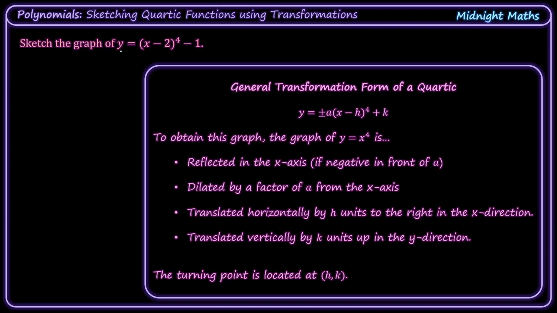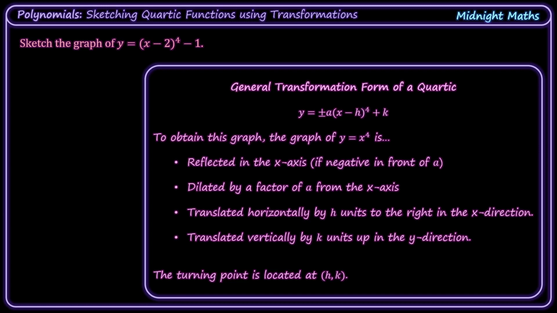Sketch the graph of y equals (x minus 2) to the power of 4, minus 1. This is a quartic graph, and we're now sketching it using transformations. The transformations formula looks very similar to what you saw for the cubic graph and also for the quadratic graph, except the power is now a power of 4.